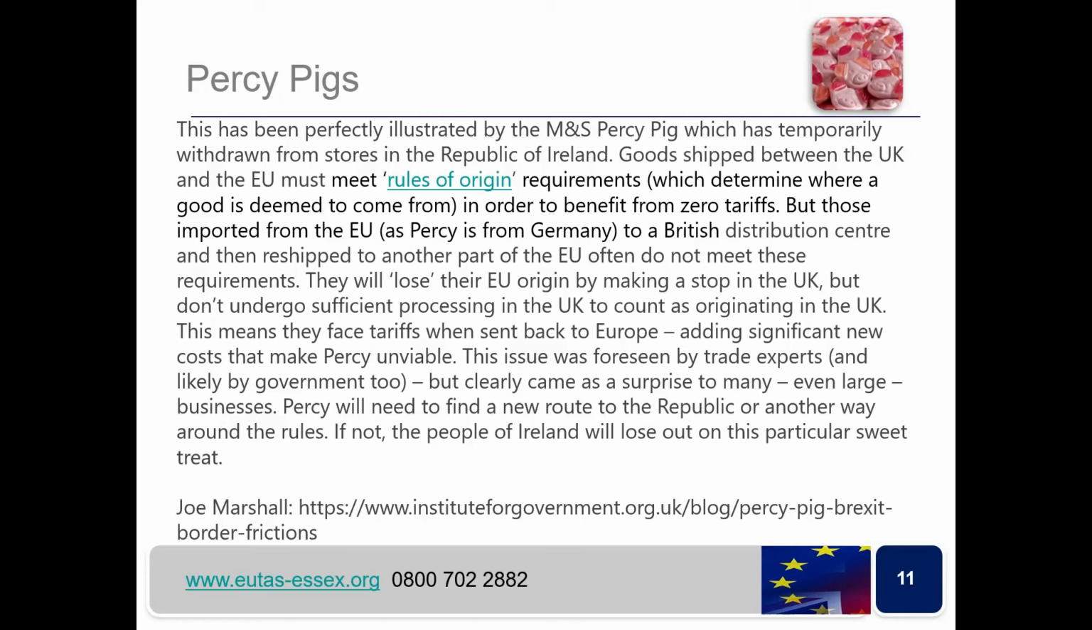But it will push the cost up. Brexit will push the cost up of that product because M&S will have been paying import VAT to bring them in from Germany, and then there'll be import VAT applicable on them when they get to the Republic of Ireland.